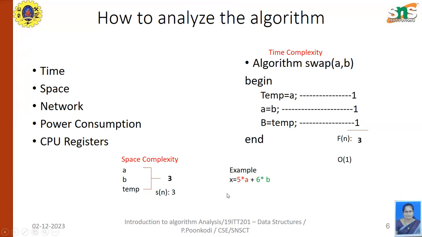So here the total number of operations required, the time complexity, is 4. F of n is 4. And the space complexity: again we have used the 3 operands x, A, B. So it is 3.